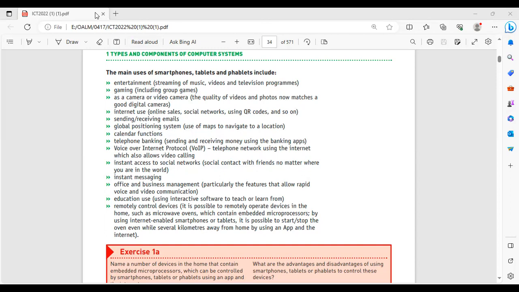It is possible for us to control or operate a device from our phone, even sitting far away from the device, such as a microwave, which has an embedded microprocessor in it. We could use an internet-enabled smartphone or tablet, and we could use an app for it, and we could start or stop the oven while being several kilometers away from the house.